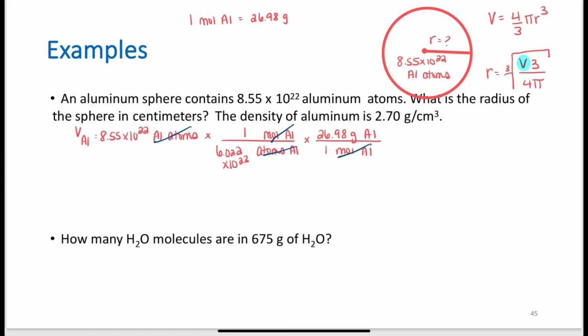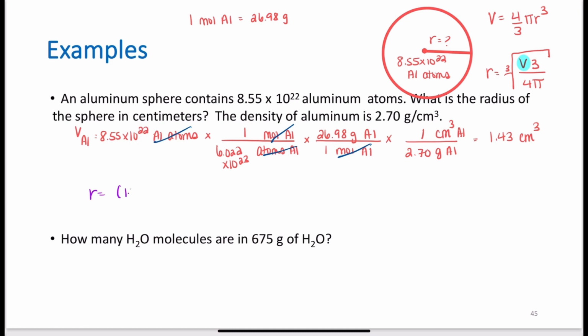Now I've got grams of aluminum. I can go ahead and use my density. I'm trying to get grams of aluminum to cancel out, with centimeters cubed going in my numerator. 1 centimeter cubed would weigh 2.70 grams for aluminum specifically. When I calculate this out, I get an answer of 1.43 centimeters cubed. But again, that is just my volume. I want the radius, so I'm going to plug that into my equation for radius.